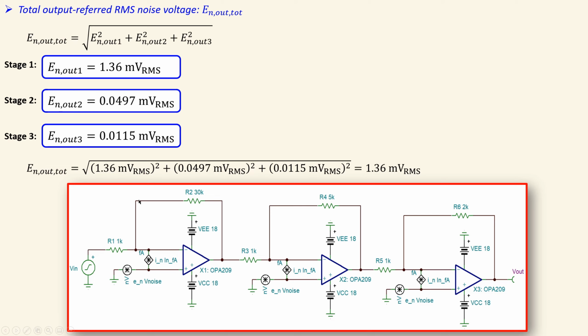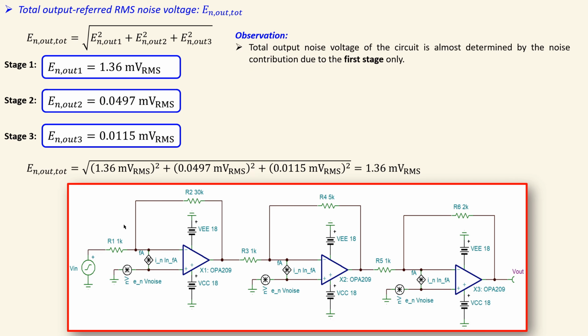So what you see is that the contribution of the first stage is the most dominant, and the noise contribution of the second and the third stage is not that much, and actually you can just consider the first stage only. And that's actually why most of the time we design the first stage as a very low noise amplifier. So, observations again: the total noise at the output of the circuit is almost determined by the noise contribution of the first stage. Now there are some important notes.